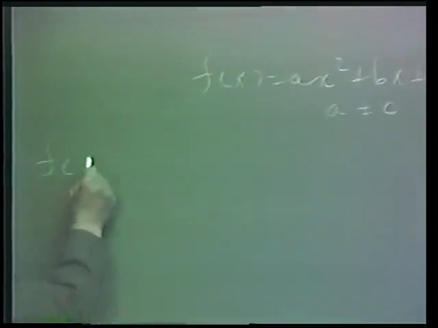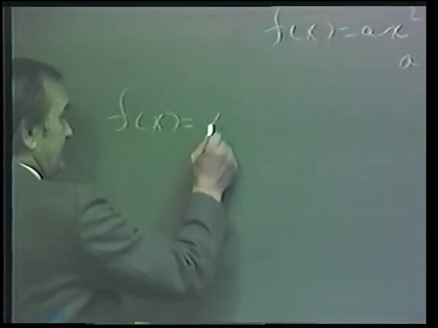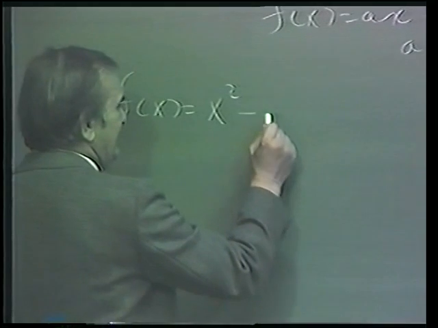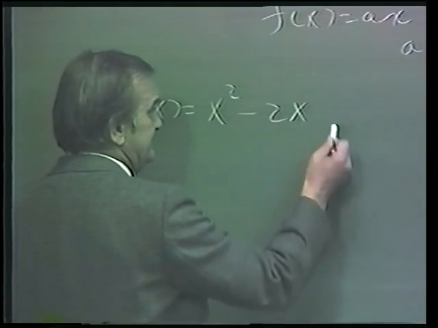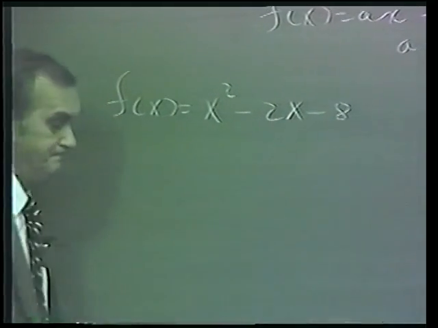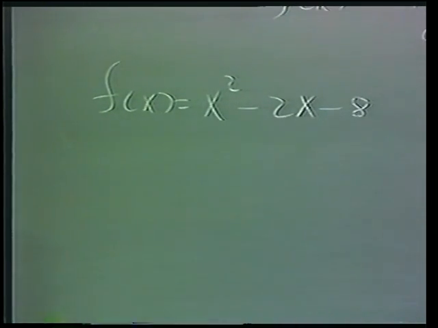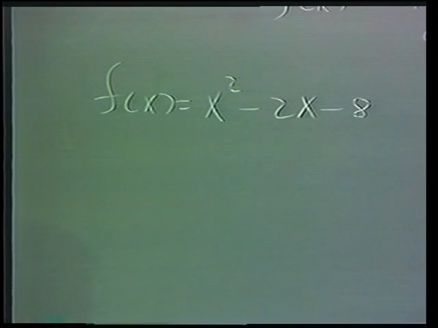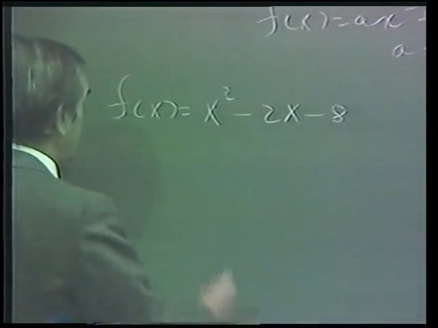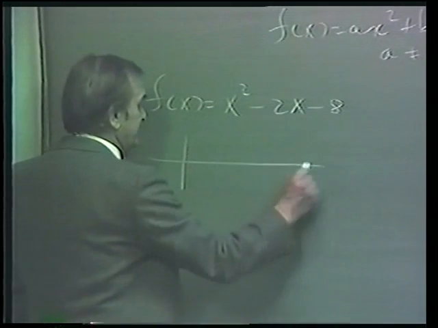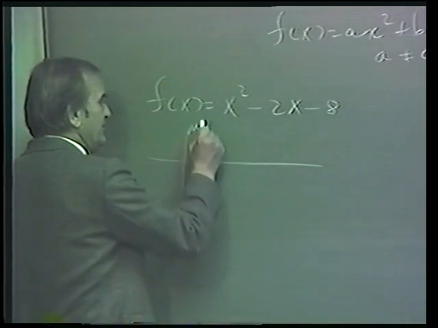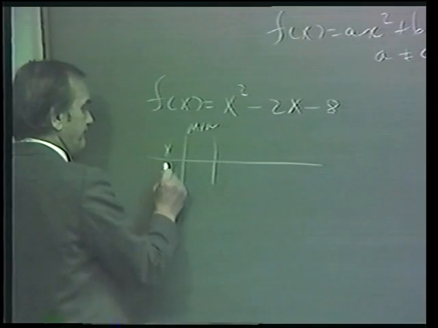Let's suppose I have f of x is equal to x squared minus 2x minus 8. So there we have a quadratic function, and what I like to do is graph it. So the first thing I have to do is determine if this function is going to have a minimum point or a maximum point. Well, you take a look at the coefficient of x squared, it's positive, so that says, hey, you're going to have a minimum.